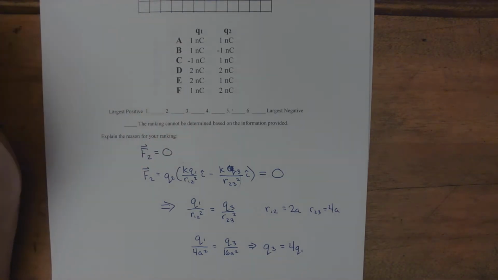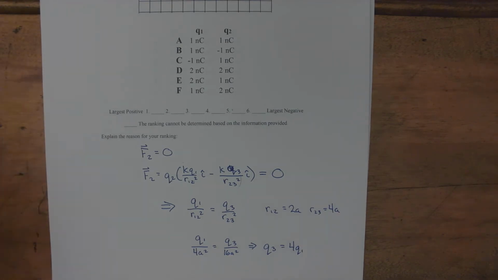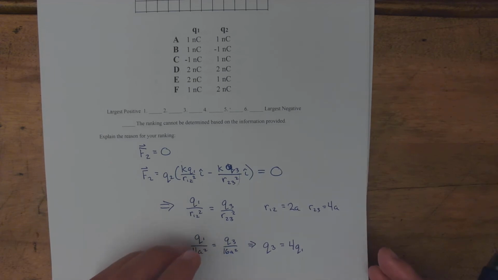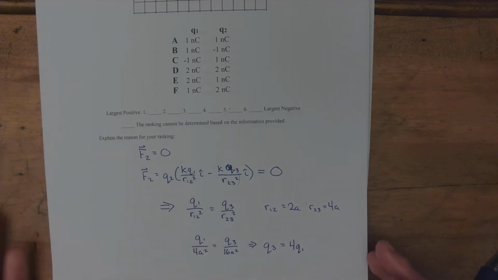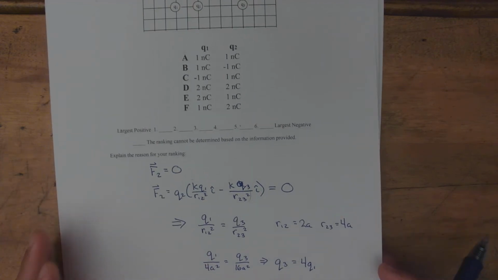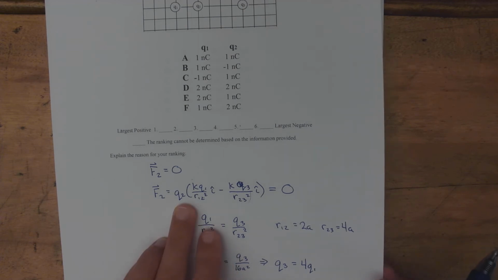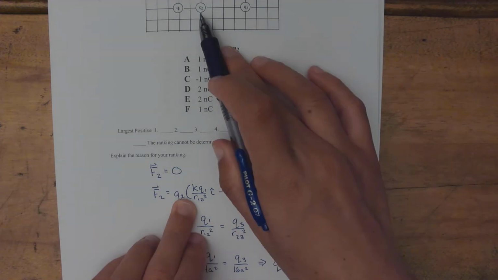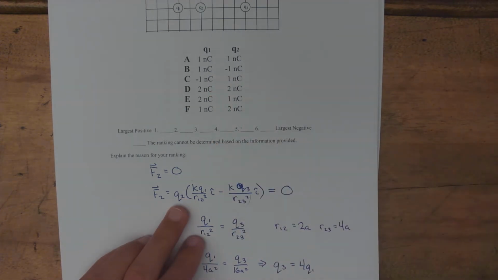And I think that's it. Okay, so that's all I want to say about 17. If you want to do the ranking for practice, you can plug the numbers in, but you really don't have to. The sign of Q2 doesn't matter because if the electric field is 0, no matter what this charge is, the force is going to be 0.